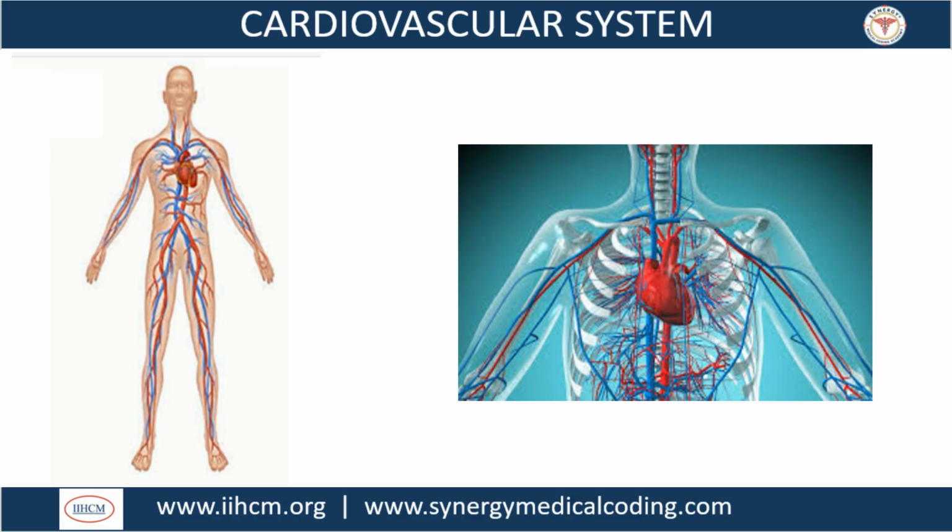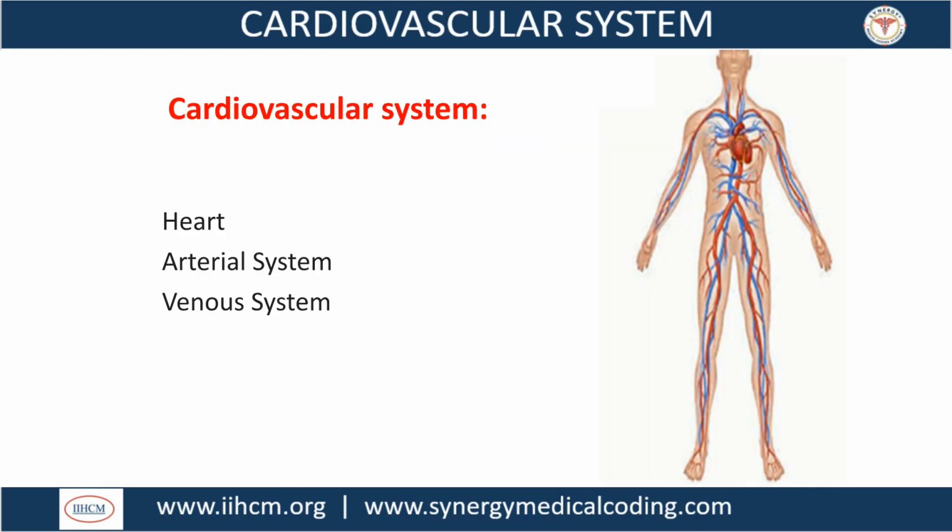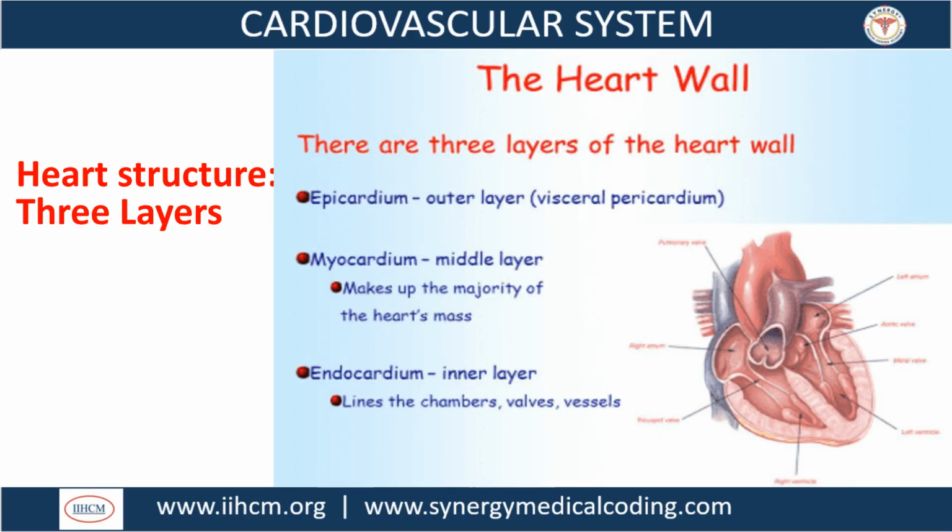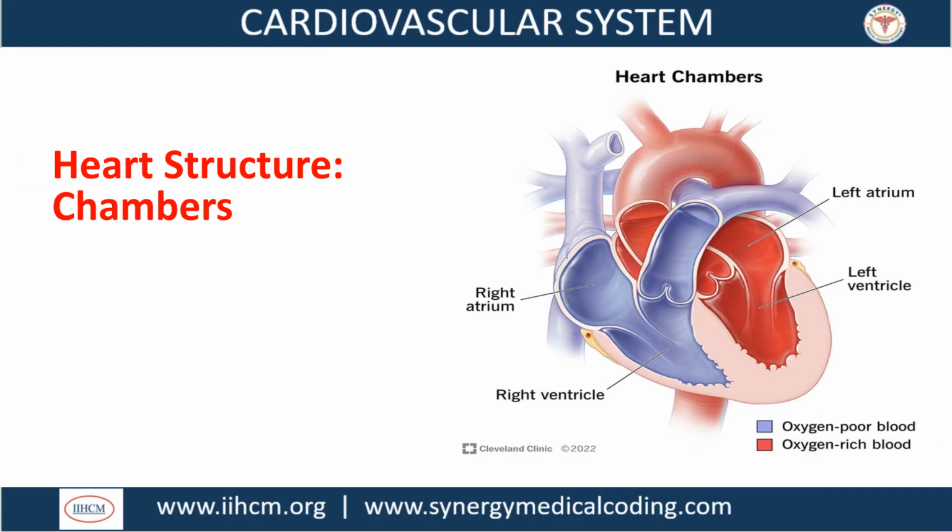We are beginning our discussion on the cardiovascular system. The cardiovascular system includes the heart, the arterial system, and the venous system. The heart structure is composed of three layers: the epicardium, the myocardium, and the endocardium. The heart also contains four chambers: the right atrium, right ventricle, and left ventricle.